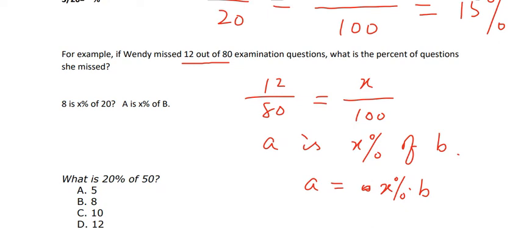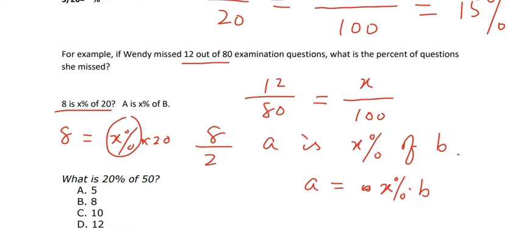So let's say 8 is which percent of 20? 8 equals which percent of 20? We just say 8 equals X percent of 20. So we can find this X percent is just equal to 8 over 20, right? So 8 over 20 we can easily change to 100. So here multiply by 5, 40, right? So we say 8 is 40% of 20.